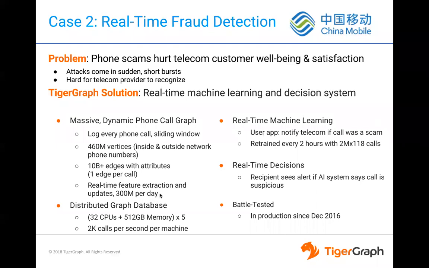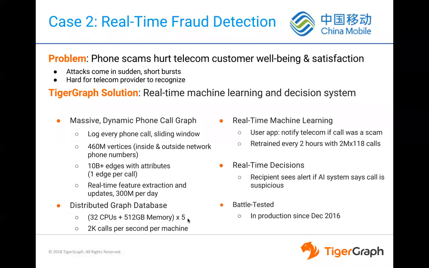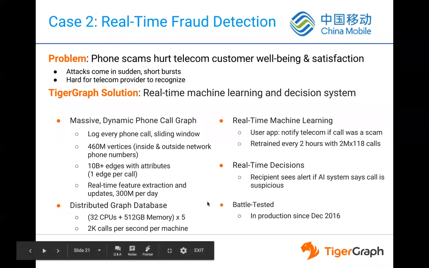300 million new calls per day. And along with that, they're adding the edges to the graph as they come in. They're extracting features from the individual calls and from the set of calls and adding those to the graph. To handle all this data, they used a 5-server implementation, and each of the servers handles about 2,000 calls per second.